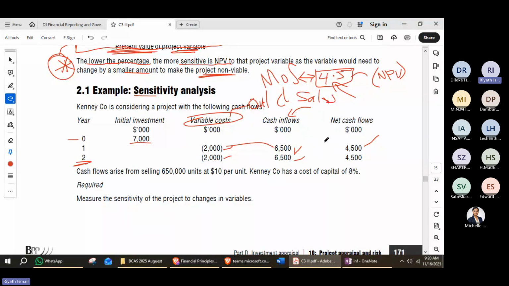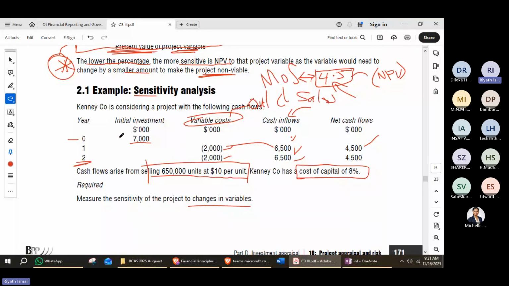So this is the data given. Cash flows arise from selling 6500 units, each at 10 per unit. The sales volume is 6500 at 10, so we can find the count, but the count does not matter here. The current cost of capital is 8%. Measure the sensitivity of the project to changes in each variable.